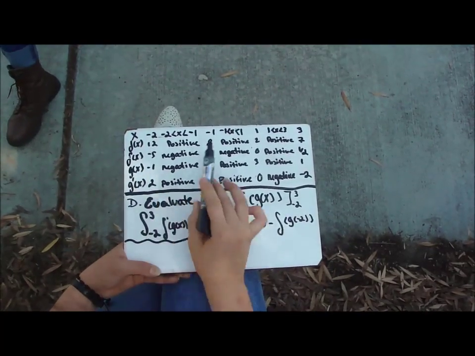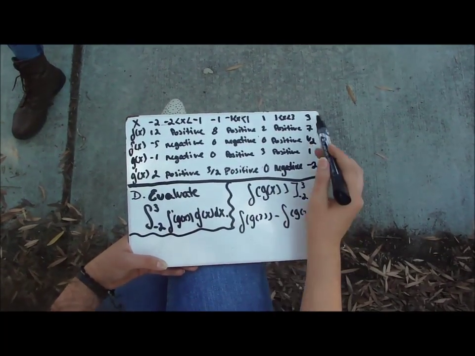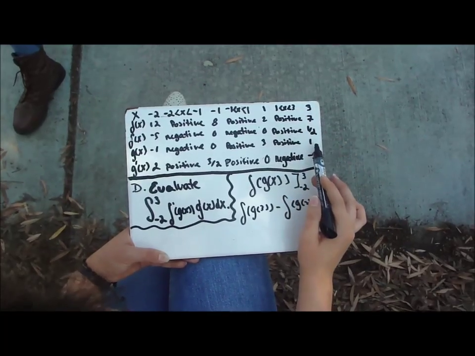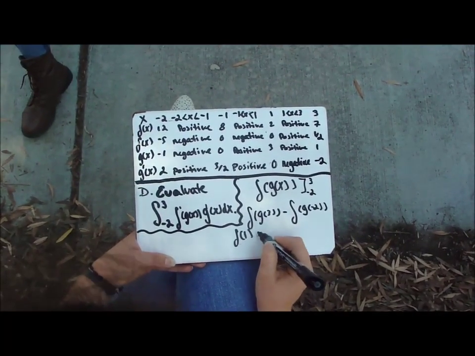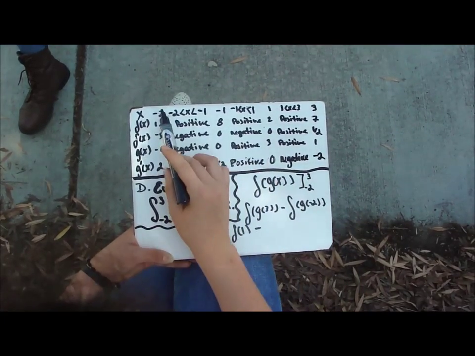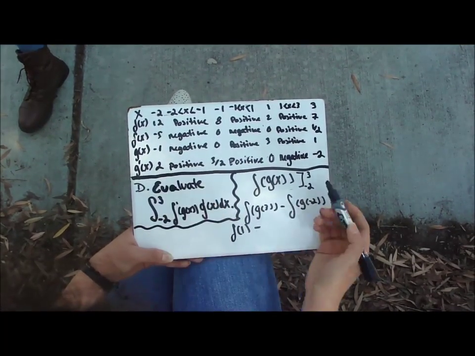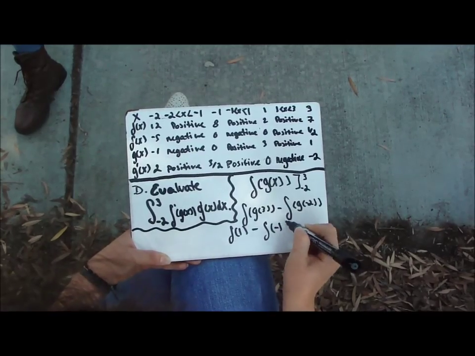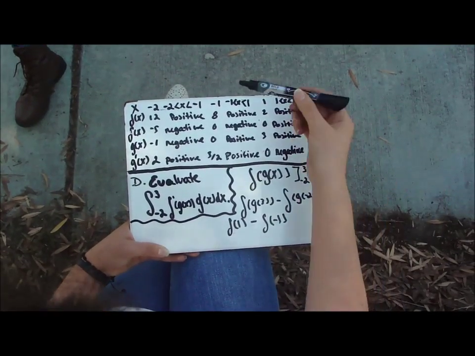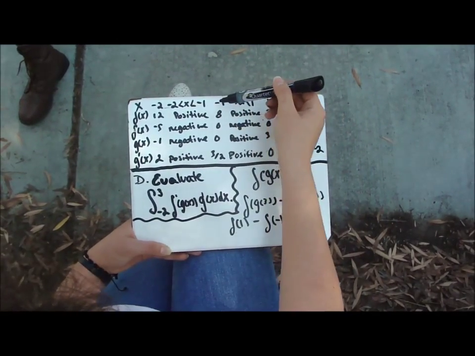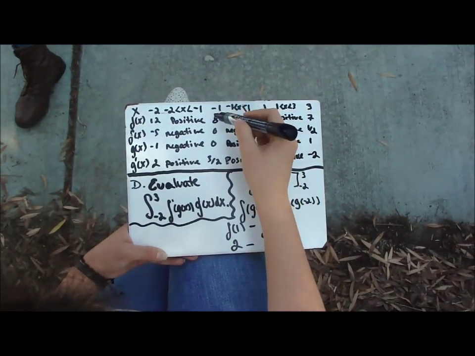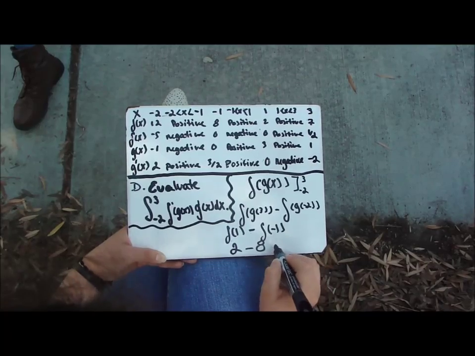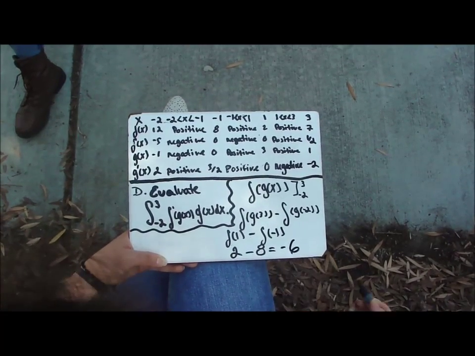So then you look back at your table, where g of 3 is 1. So you would rewrite your equation as f of 1 minus, and then you go back to -2, your g equation, which gives you -1. So it's f of -1. Then again, you go back to your table, where f at 1 is 2, and f of -1 is 8. Then you subtract, and you get -6.